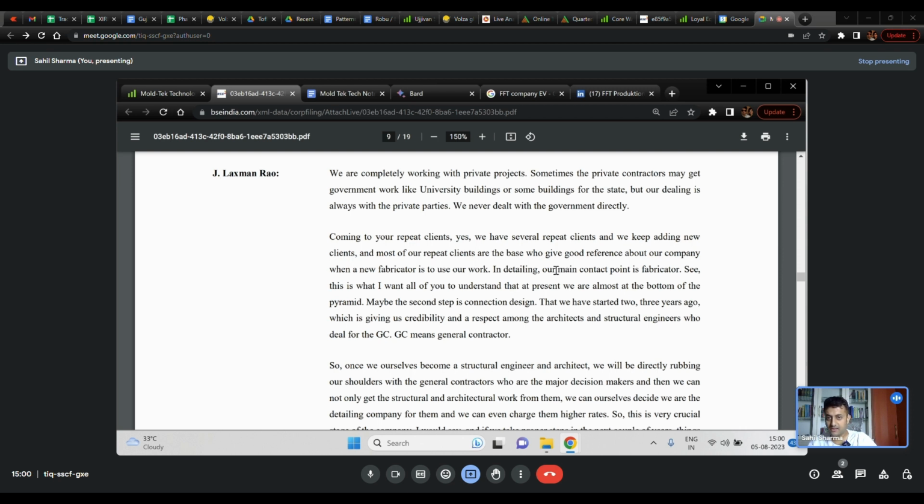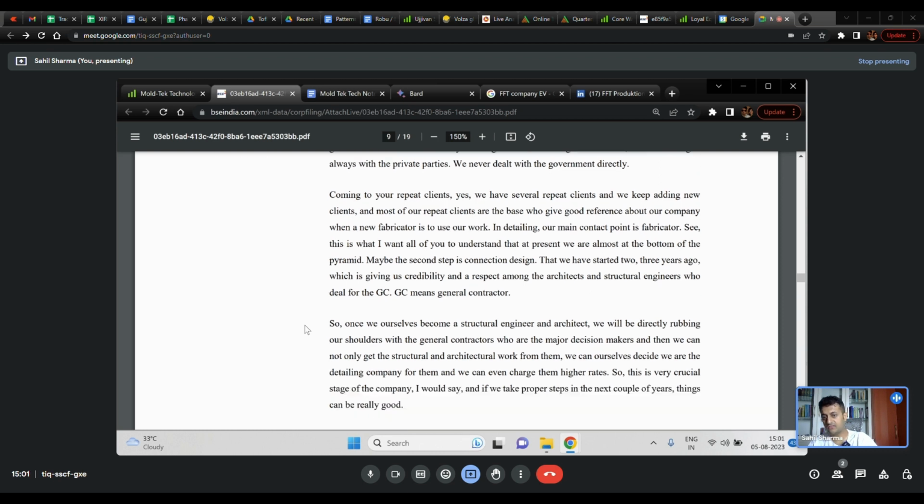In detailing, the major contact point is the fabricator. At present, they are almost at the bottom of the pyramid. Maybe the second step is connection design. That's what they are doing right now. And then basically they will start doing member design also. They have already hired two production engineers. Right.